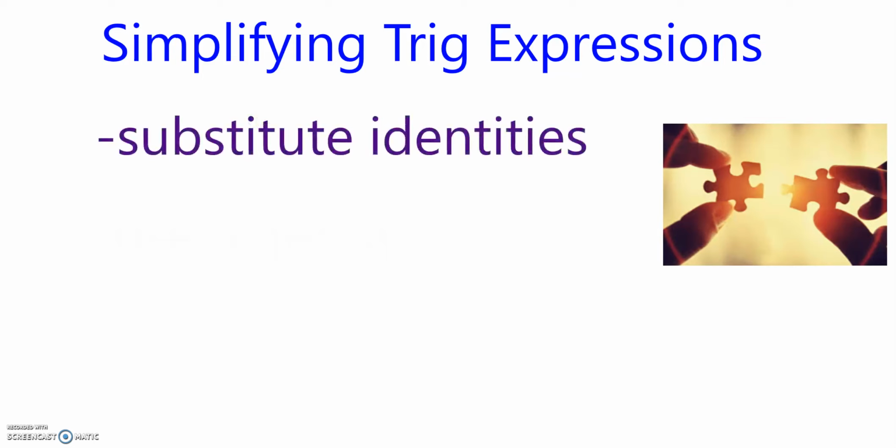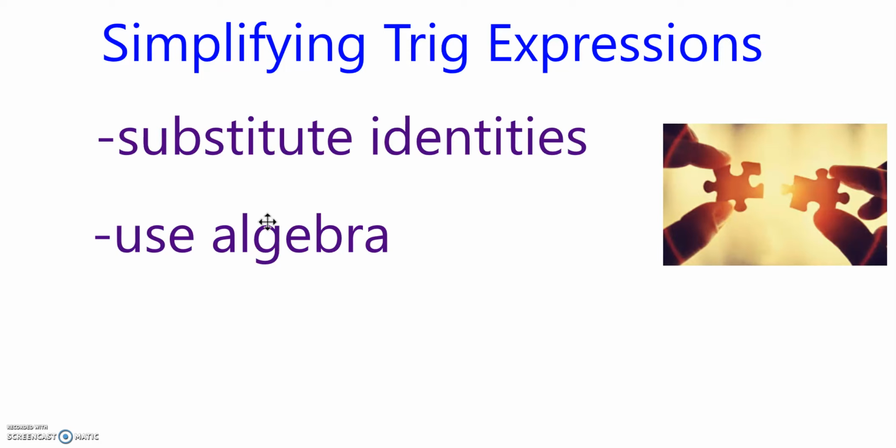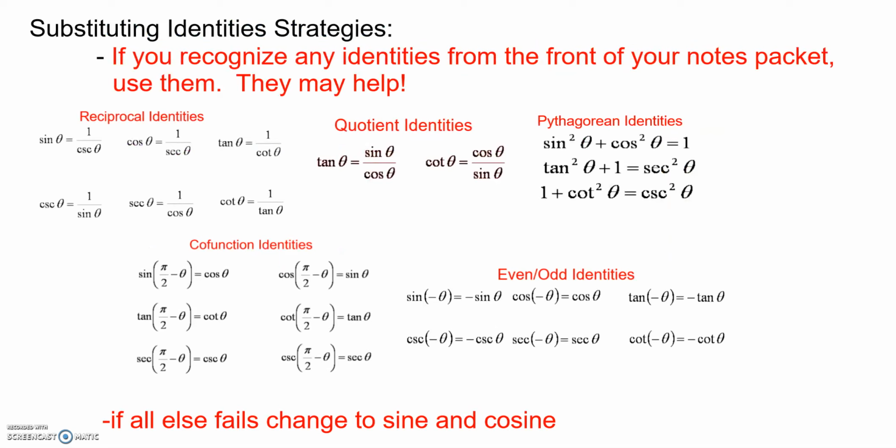The first thing we always want to consider is, do I see a trig identity that I can replace? And if I don't see a trig identity, then I rely on my algebra skills. So to be a little bit more thorough on that, substituting identity strategies. If you recognize any identities from the front of your notes packet, use them. They may help.